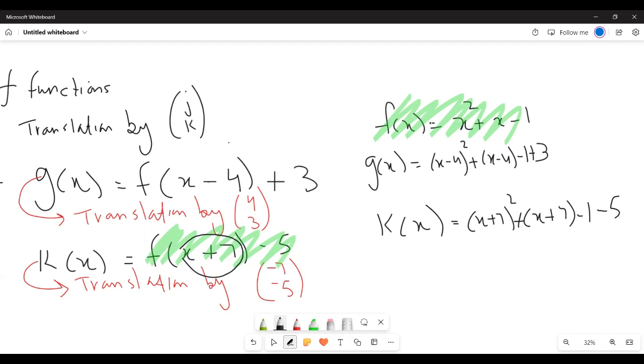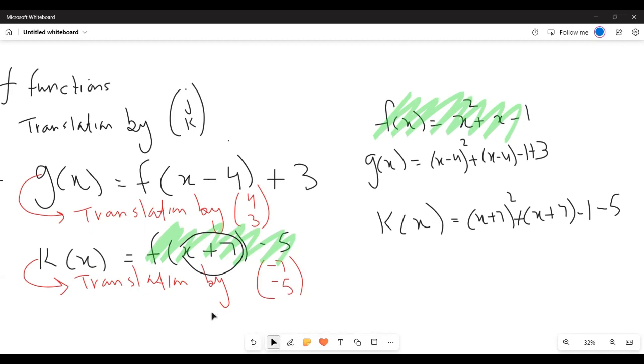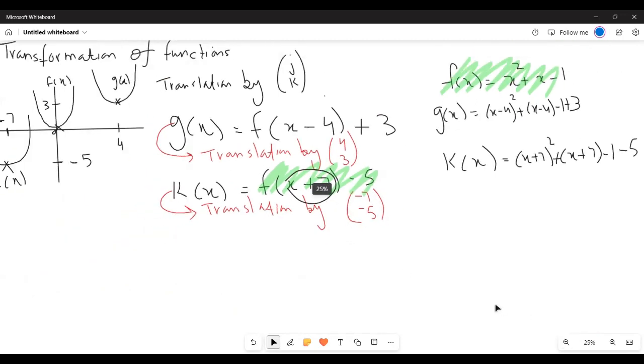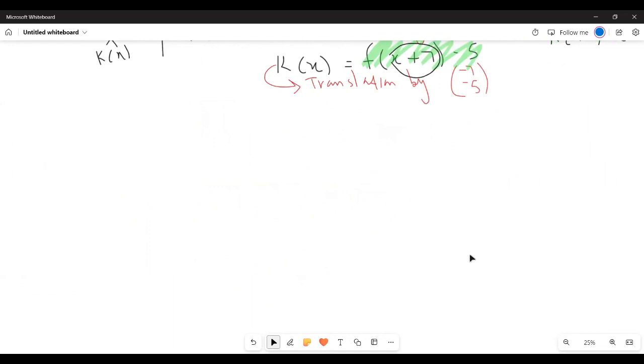So that was all about translation. Now let's discuss stretch. We're going to discuss vertical stretch first, or stretch parallel to the y-axis.